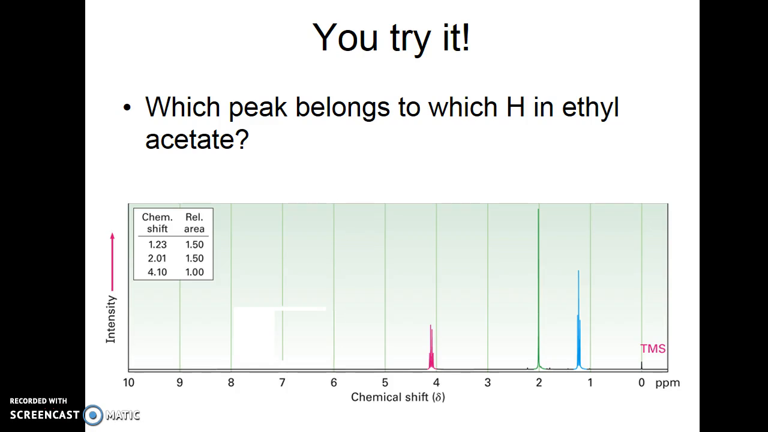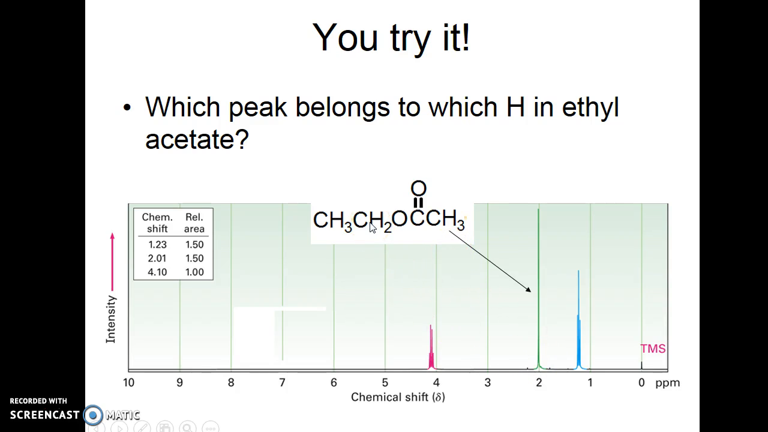So you go ahead and look at this spectrum and assign which peak belongs to which hydrogen in ethyl acetate. Well, here is ethyl acetate. Let's go ahead and assign the protons. These protons are alpha to the carbonyl. Where are they going to be located? They're going to be right here at about 2.